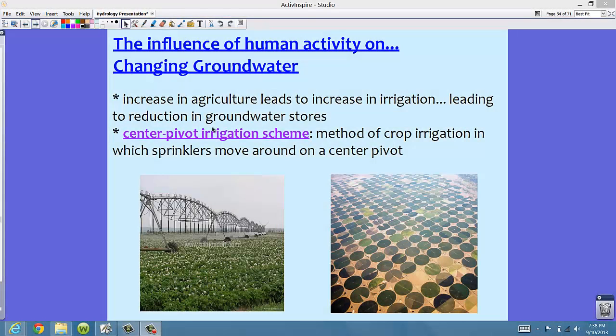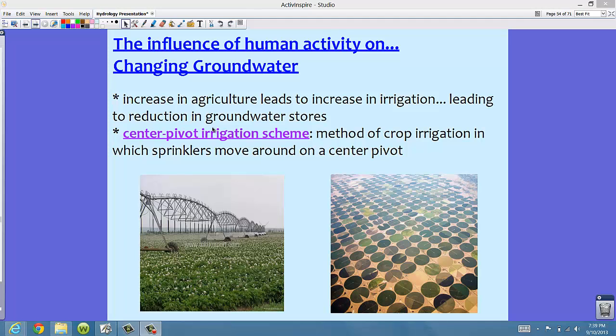Now let's take a look at the influence of human activity on changing groundwater. We've already discussed how human activity can influence some of the differences in the other parts of the hydrological cycle, so let's take a look at the influence on actual groundwater itself. More and more, we tend to increase our agricultural needs around the world, and this leads to an increase in irrigation needs as well. So where do we get this water from? We are actually taking it directly from the groundwater stores, which then reduces those groundwater stores.